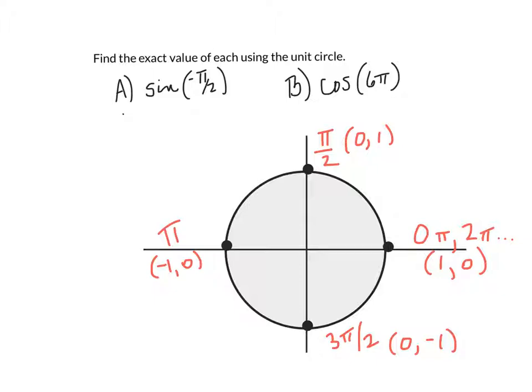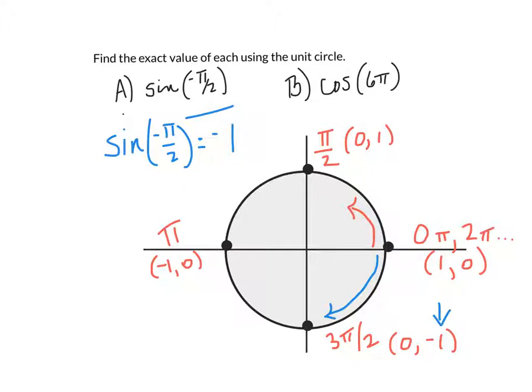Think about what sine of negative pi over 2 is asking. Generally, we rotate in this direction, but that's not what we're being asked here. What we're being asked is to rotate in the negative direction, so we would be rotating this way. Negative pi over 2 is going to be coterminal with 3 pi over 2. Therefore, we look at the second coordinate, which is negative 1, and we can say definitively that the sine of negative pi over 2 is negative 1.